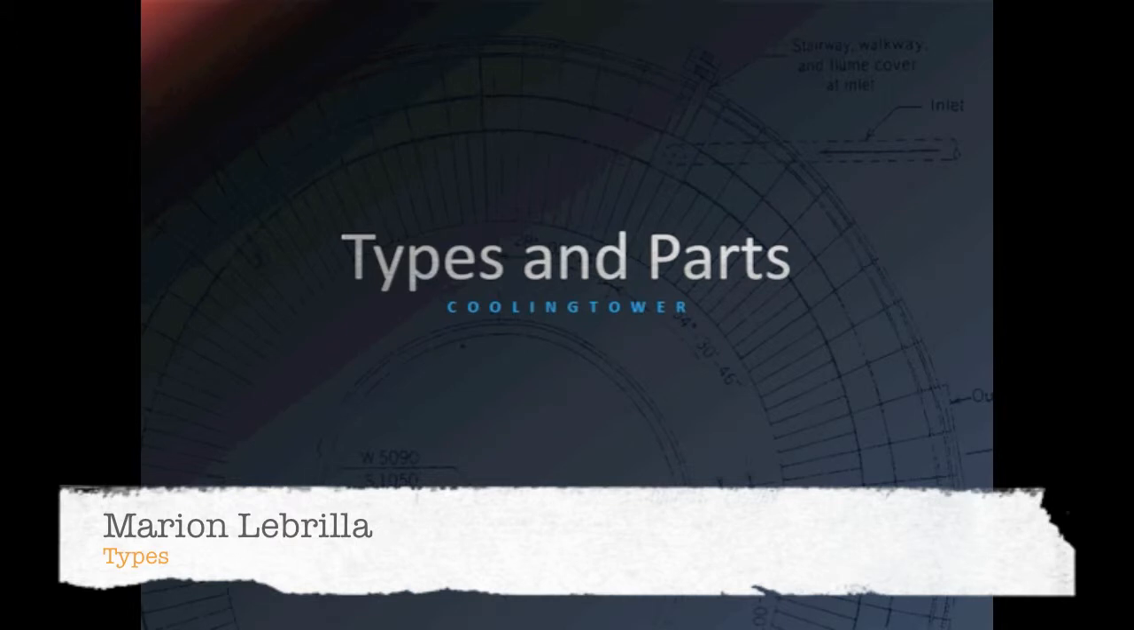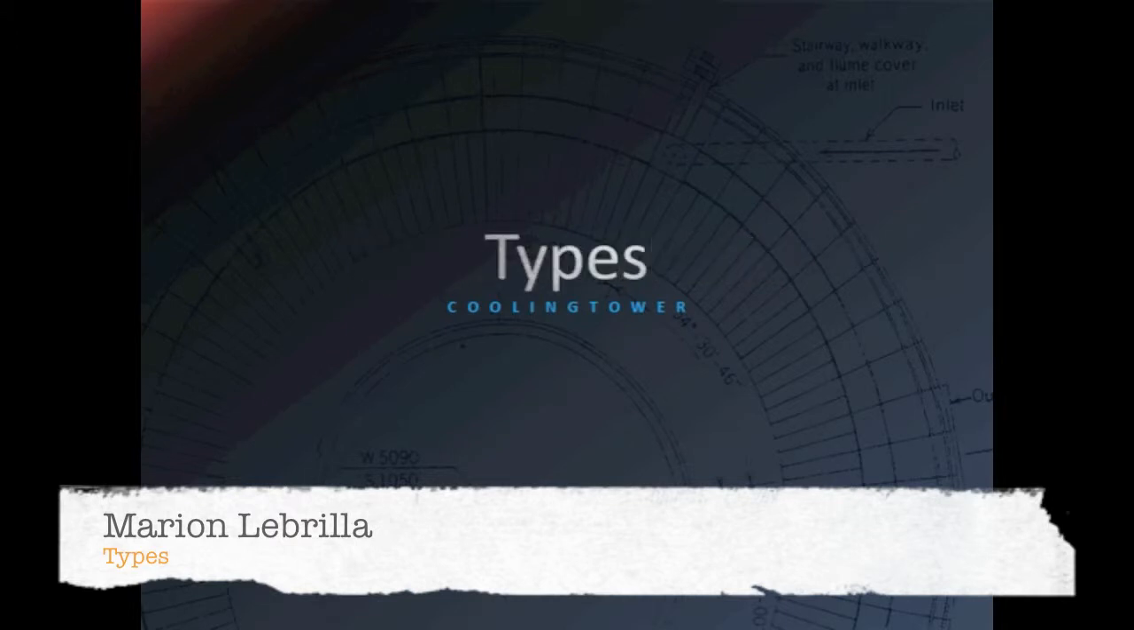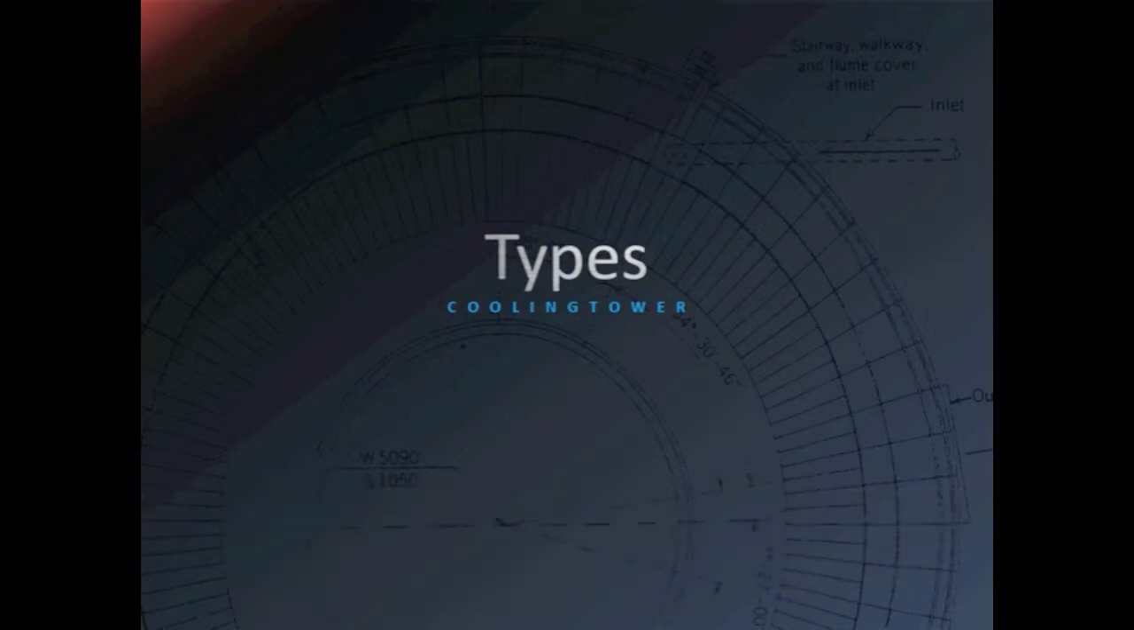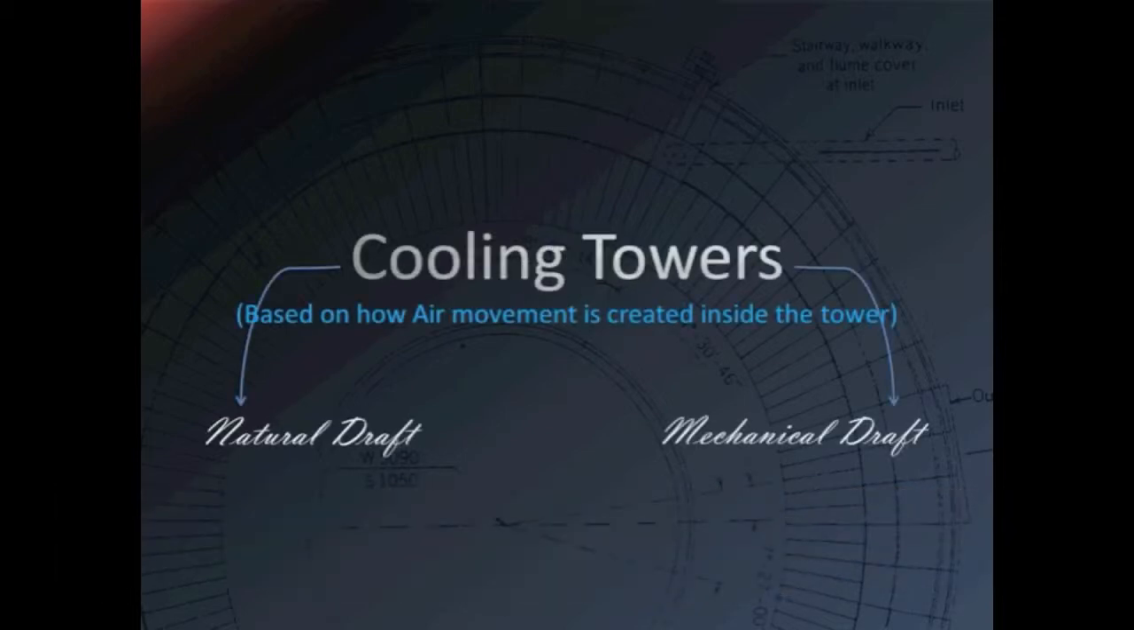Hi, let's talk about the types and parts of cooling towers. For the types of cooling towers, we can classify cooling towers according to how airflow is maintained inside the tower. We can classify them into natural draft cooling towers and mechanical draft cooling towers.